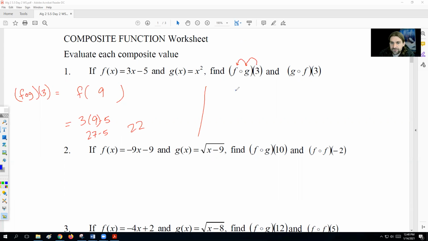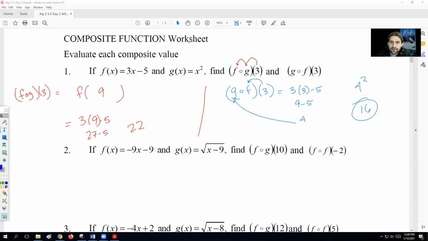Okay, this problem here, g of f of 3, means we're going to first plug 3 into f. So whatever 3 times 3 minus 5 is, that's 9 minus 5, that's 4. And then plug that answer into the g, whatever 4 squared is, so 16.